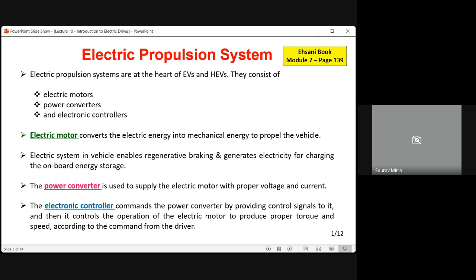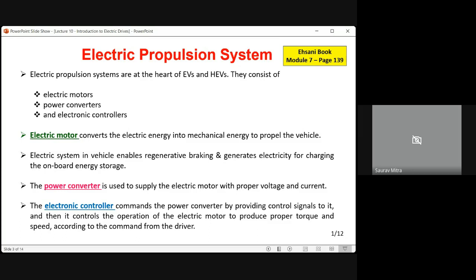Now, as it was discussed previously, commands from the driver are three: brake, acceleration, and direction. So, whenever we are pressing the accelerator more, that means we are asking the vehicle to run with a faster speed or more acceleration. In that case, the signal goes from the sensor, which senses that the driver is asking for more power. That signal first goes to the ECU, that is, the electronic control unit.